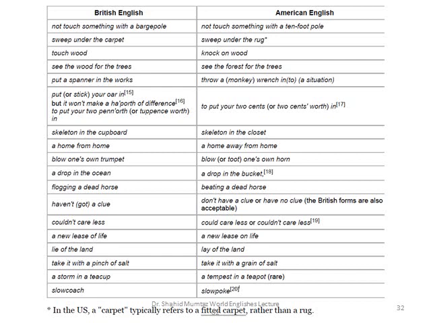For example, British English on the left column and American on the right. "Not touch something with a barge pole." And the same thing you say in American English: "not touch something with a ten-foot pole." "Sweep under the carpet" in British, and "sweep under the rug." "Touch wood," "knock on wood." And you can go through all these. The meanings are essentially the same but with different vocabulary.